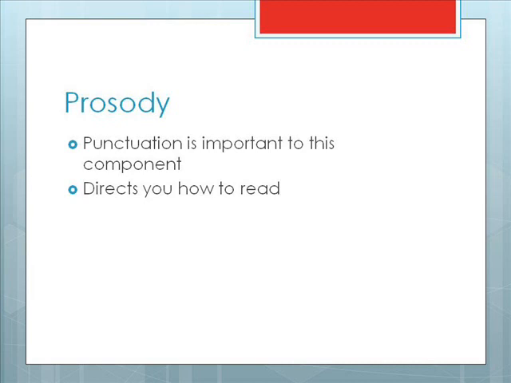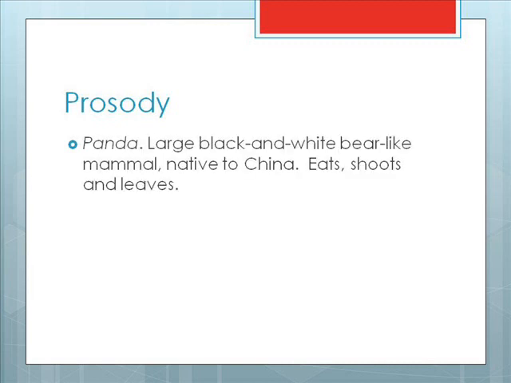"I'm a panda," he says at the door. "Look it up." The waiter turns to the relevant entry and sure enough finds an explanation. "Panda: large black and white bear-like mammal, native to China. Eats, shoots, and leaves." The degree to which this definition becomes muddled simply as a result of one incorrect comma is remarkable.